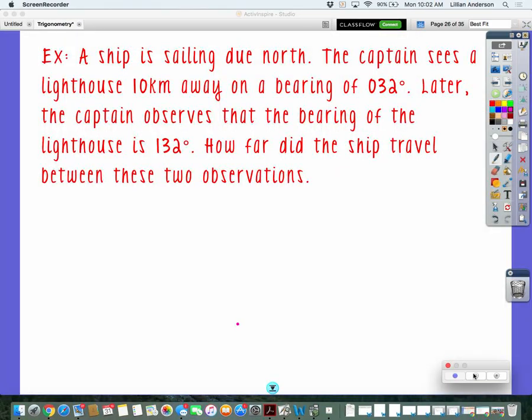Alright, you guys, so let's do this one real quick. Alright, we have a ship. The ship is sailing due north. Okay? So no matter what, this ship is continuing to go north. Okay? It's not changing direction or anything like that. Okay?